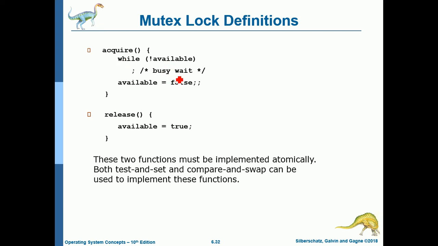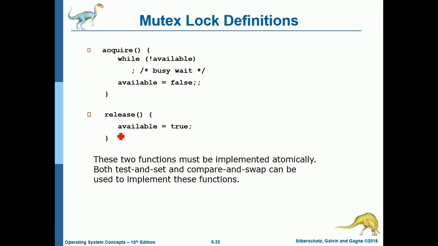So you have to check if the lock, or if the critical section, is available. So available is equal to false, since of course we can see here the exclamation point, meaning it's not available.